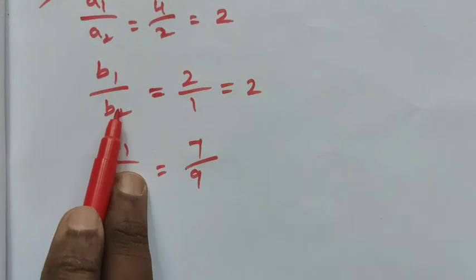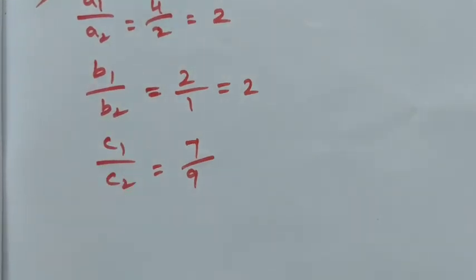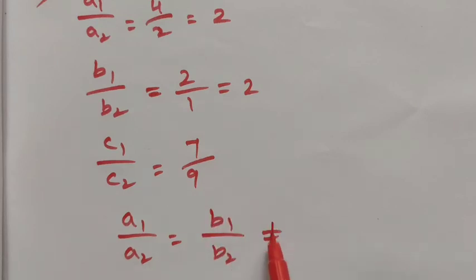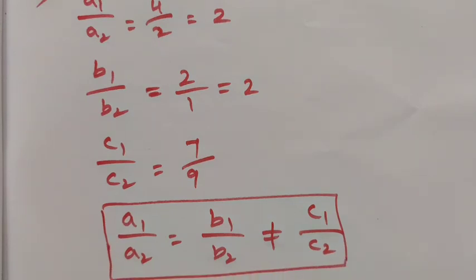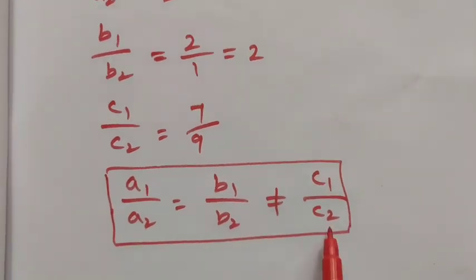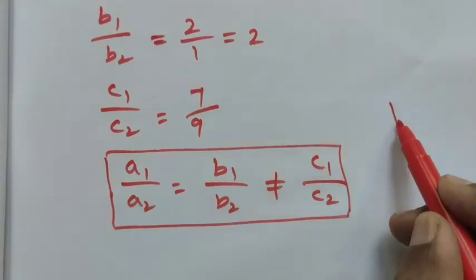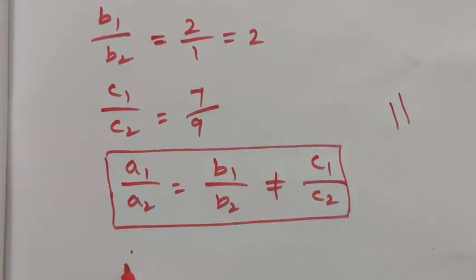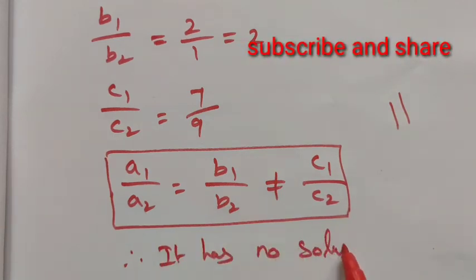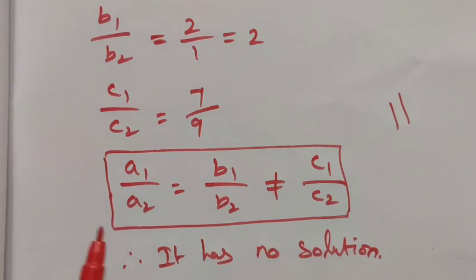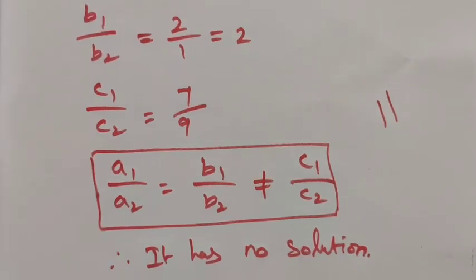Clearly a1 by a2 is equal to b1 by b2, but c1 by c2 is not equal. So a1 divided by a2 is equal to b1 divided by b2 is not equal to c1 divided by c2. By this condition we have no solution because the lines are parallel. The two lines are parallel, therefore it has no solution. So by using this form, we are able to find whether the lines are parallel, coincide or intersect, and how many solutions it contains.